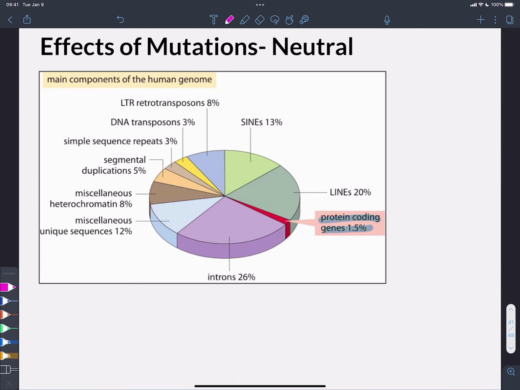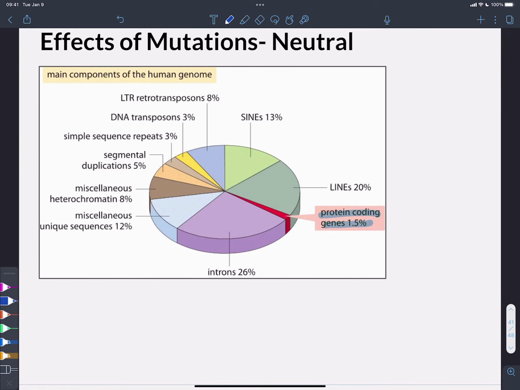So when most mutations occur in our body, they actually have no impact on our proteins or on the traits that we show as a result, which is a good thing because mutations occur all the time in our genome when we're exposed to harmful chemicals and substances in our environment, or anytime that we replicate our DNA for the purpose of cell division.